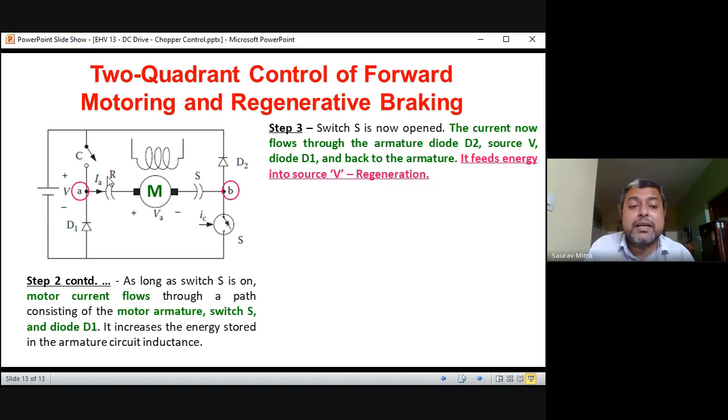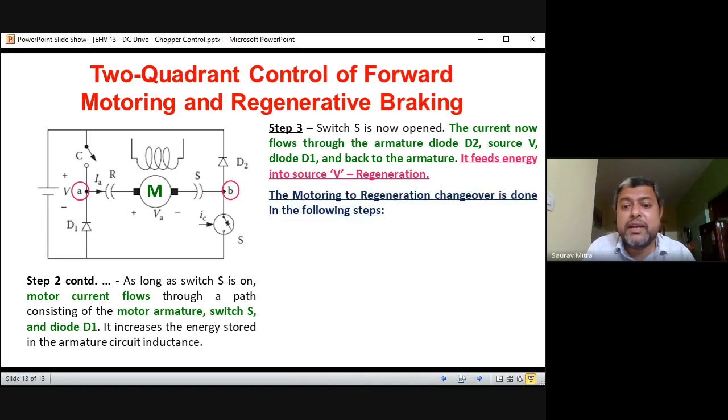whatever is the current produced or voltage produced because of sudden open of C, that extra voltage is getting added to the supply, and this is actually called as regenerative. So braking is occurring, and at the same time it is giving back some voltage to the supply. So this is called second quadrant operation. This is called regeneration. So the motoring to regeneration changeover is done by using the following step.